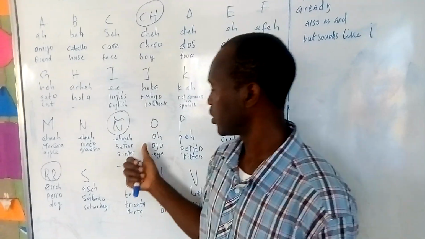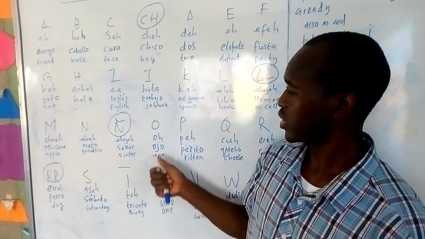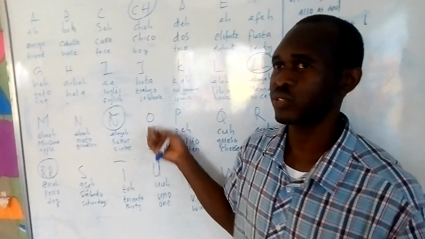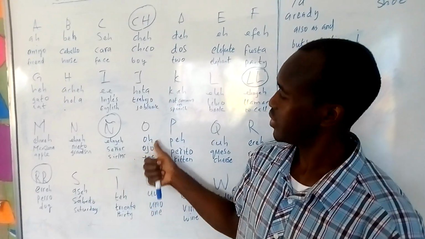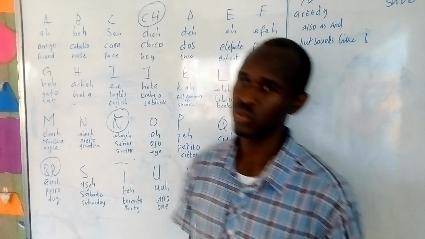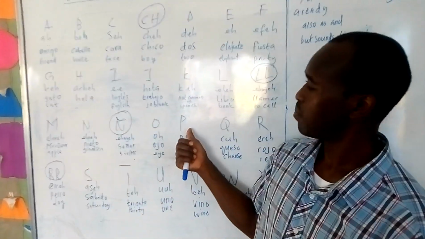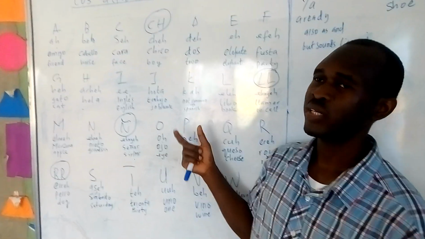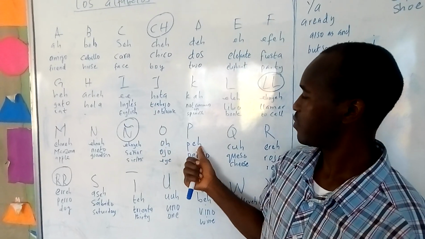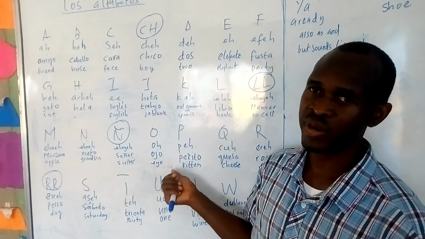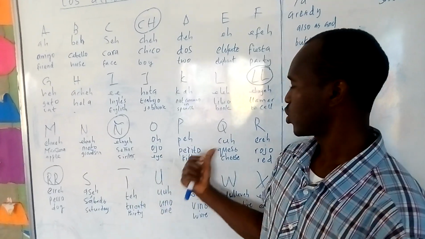Then you have the O. In English, you have orange. Also you have words like "over," just a diphthong anyway. Then here you have also ojo, which is eye. Then you have the P. In English, people, pocket. Here you have P as in perrito, which is a puppy.